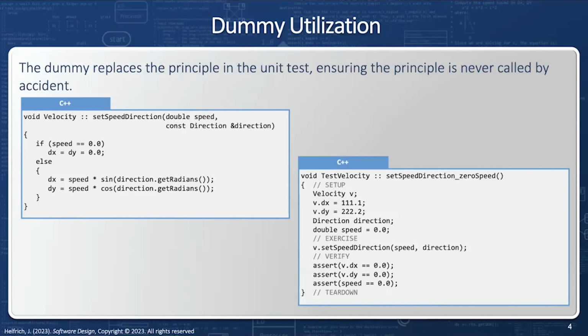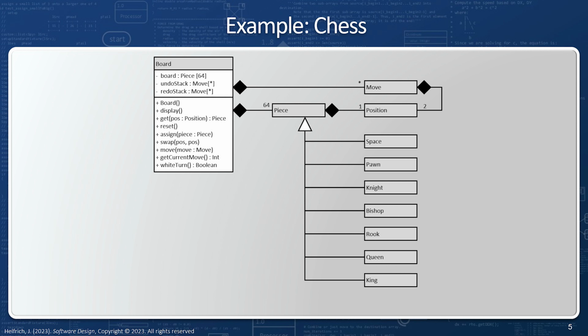Now my unit test is going to have a velocity, which I wanted to set up, and it's also going to have a direction. But I don't actually need the direction when my speed is 0.0. So I'm going to replace direction with dummy direction, and this ensures that direction is not called during this test. Let's take a look at a more involved example here.